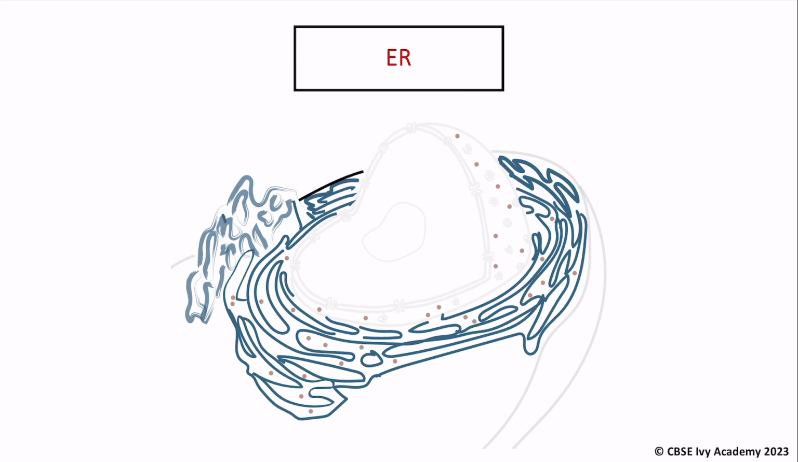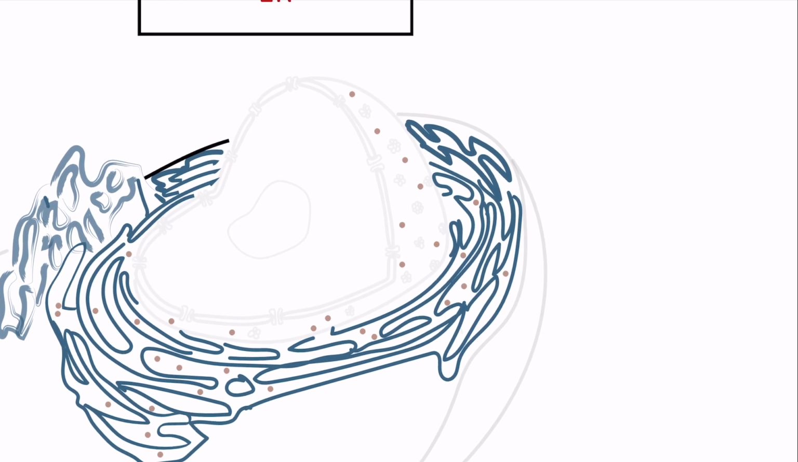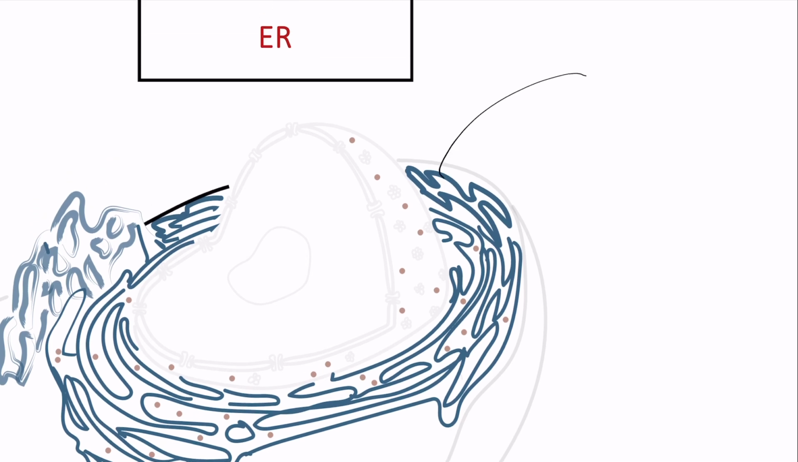The endoplasmic reticulum. The endoplasmic reticulum is an extension of the nuclear envelope. The ER has 2 distinct but connected regions. You have the rough ER, which is studded with these ribosomes, and then you have the smooth ER, which is not studded with ribosomes. So let's start off with the rough ER first. So the rough ER. It's involved in producing secretory and membrane proteins.